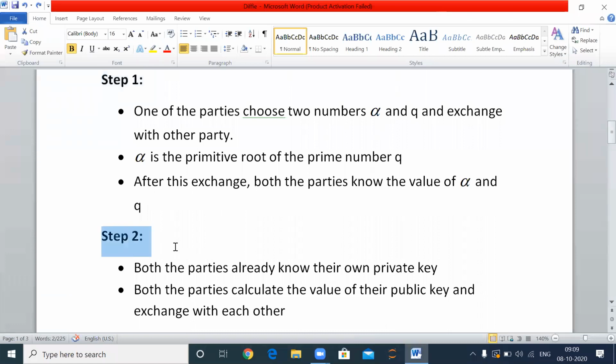In the second step, both parties choose their own private keys. How to choose their own private keys? User A's private key, XA, is less than the given prime number q. User B's private key, XB, is also less than the prime number q.